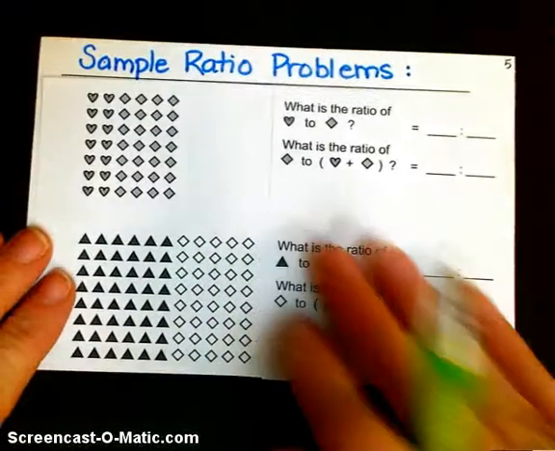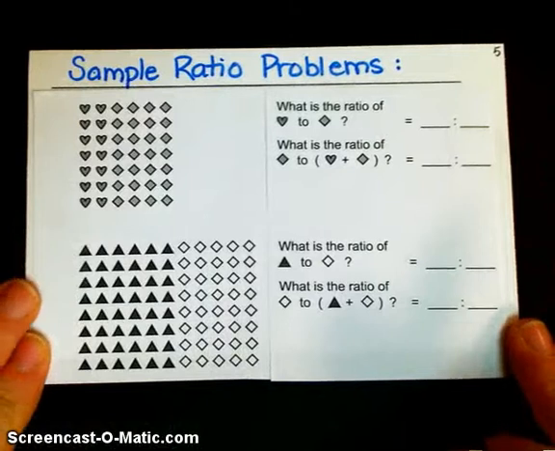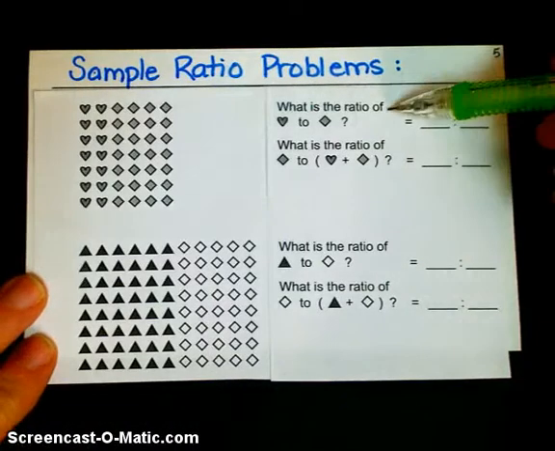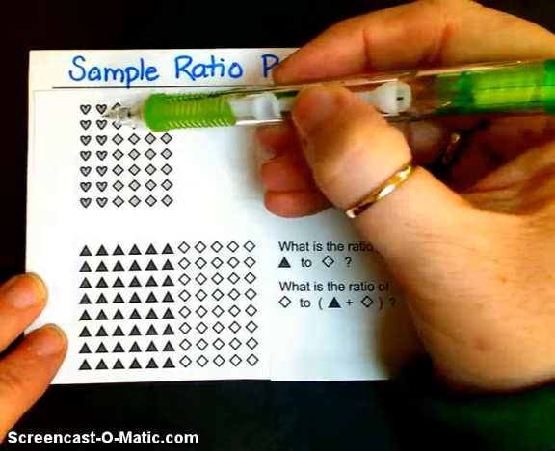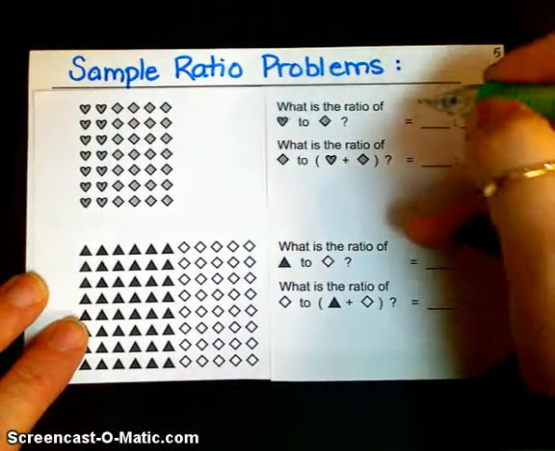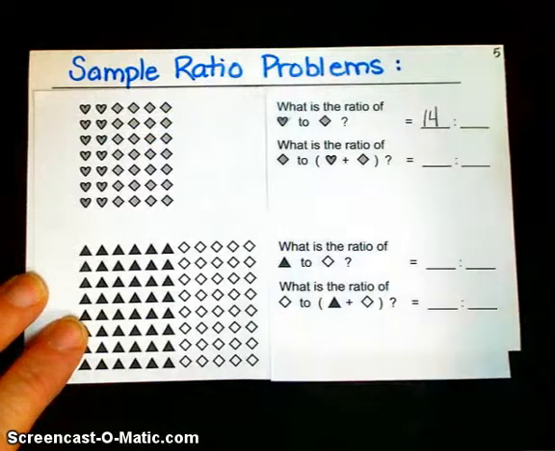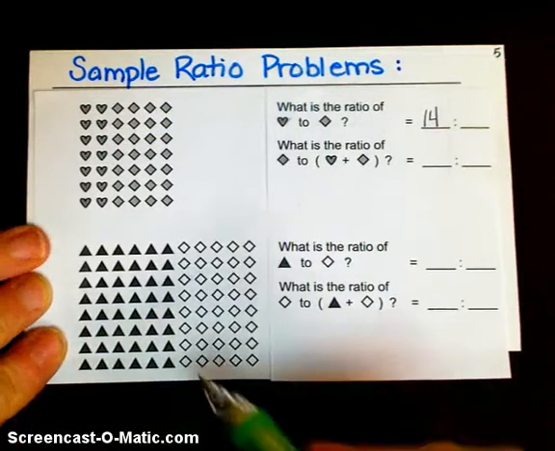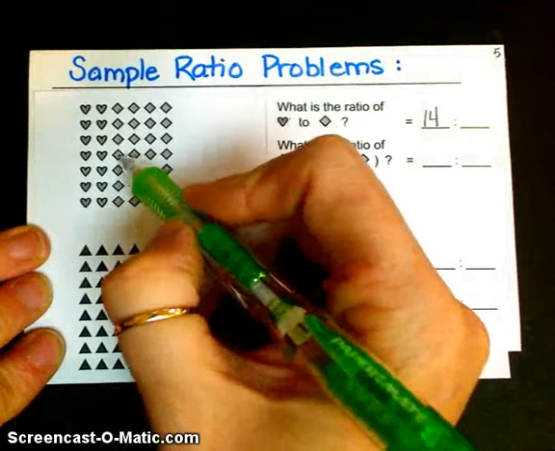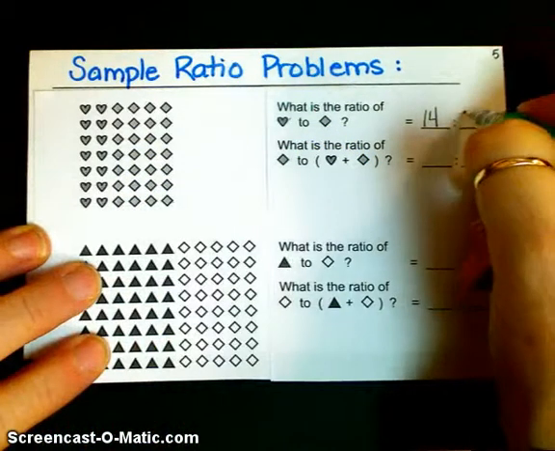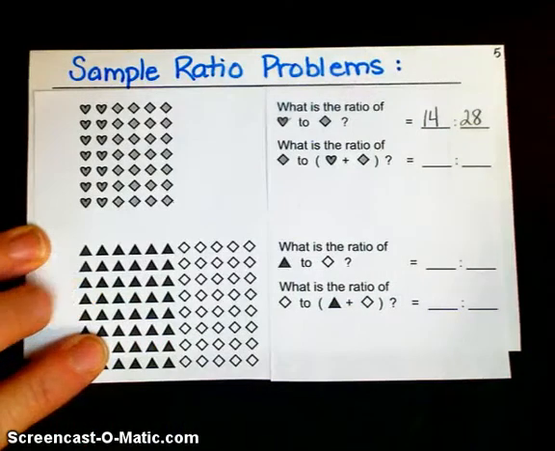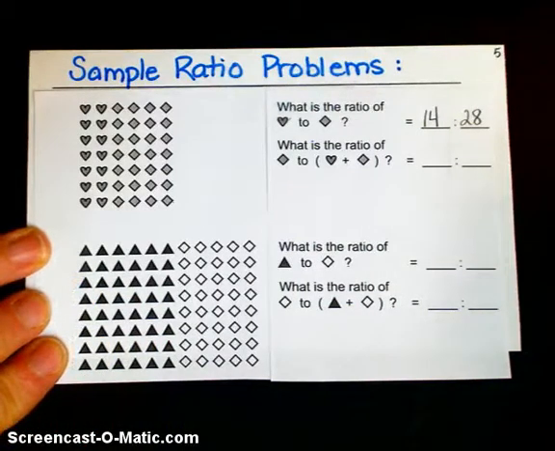Now let's put that into practice. If you're given these pictures and you're asked, what is the ratio of hearts to diamonds? You're asked for hearts first, so you need to count the hearts. 2, 4, 6, 8, 10, 12, 14. So we have 14 hearts to how many diamonds? Well, 1, 2, 3, 4, 5, 6, 7 times 1, 2, 3, 4 is 28. That is the ratio of hearts to diamonds.